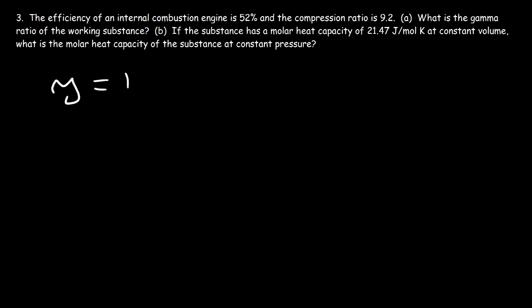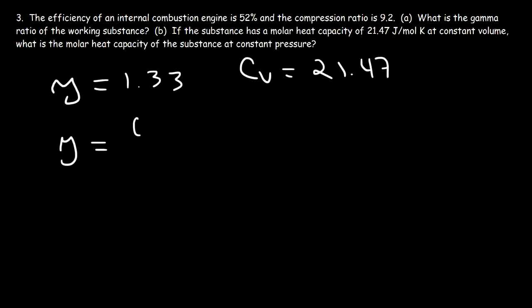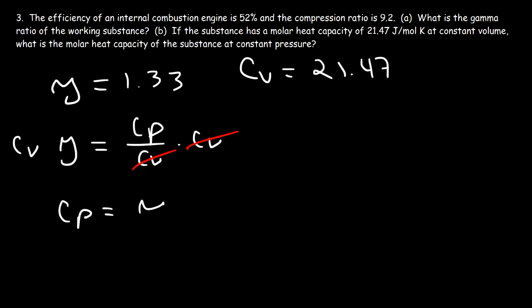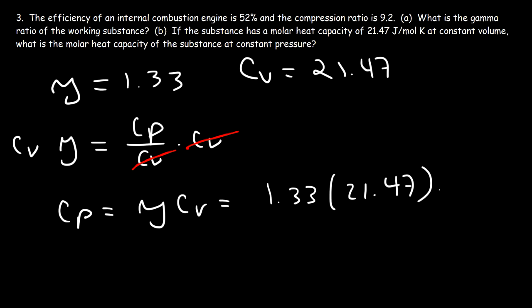Now let's focus on part B. So given a gamma ratio of 1.33 and the fact that the substance has a molar heat capacity at constant volume, which is 21.47, what is the molar heat capacity of the substance at constant pressure? The gamma ratio is Cp over Cv. So if we multiply both sides by Cv, Cp is going to be equal to the gamma ratio times Cv. So the gamma ratio is, in this example, 1.33, and Cv is 21.47. So Cp should be approximately 28.6 in this example.